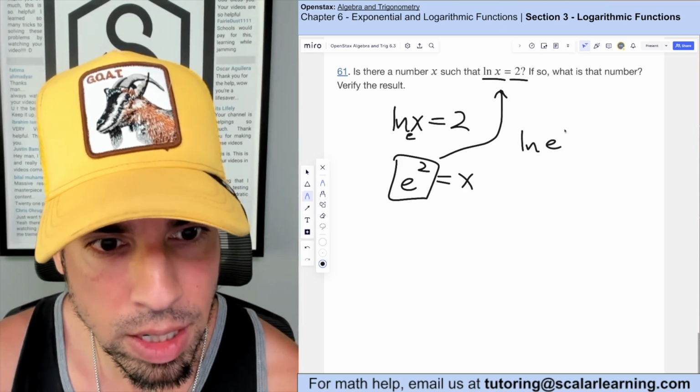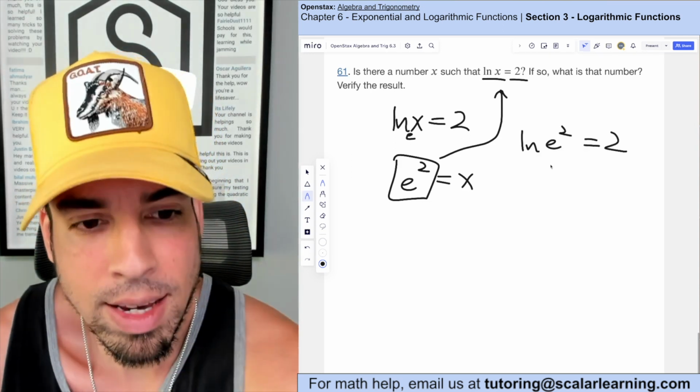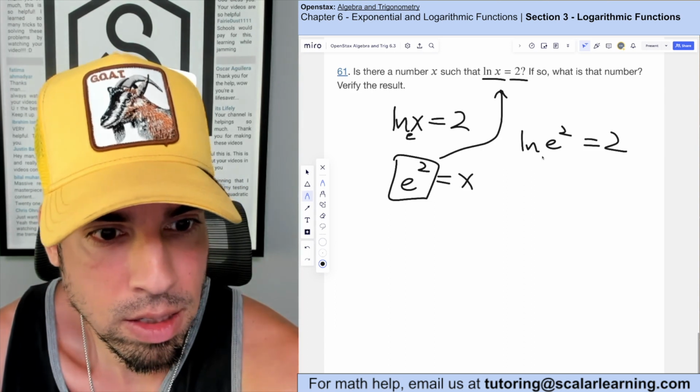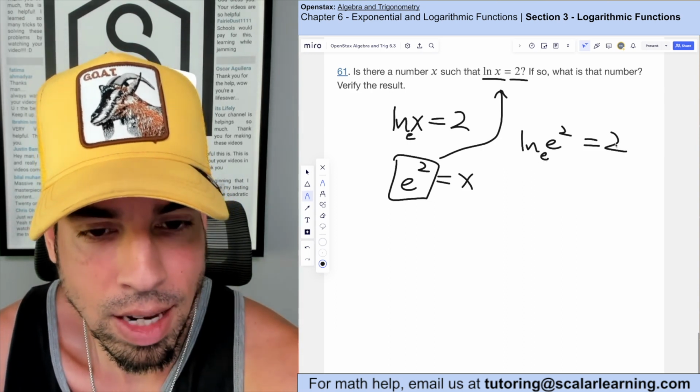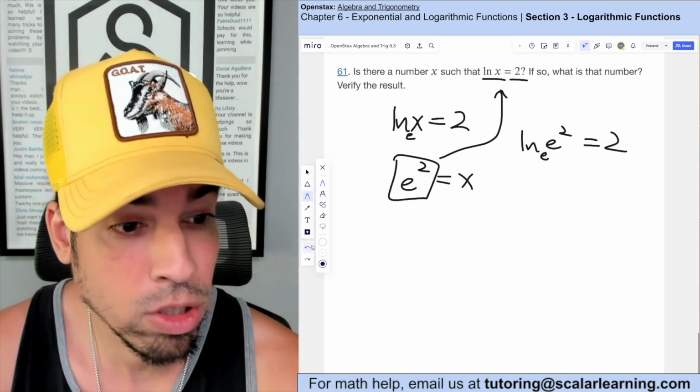To verify, we just plug and chug into the original equation. So ln of e to the second equals 2. Again, this makes sense, right? It's saying base e to the second power equals e to the second power. So that's how you verify.